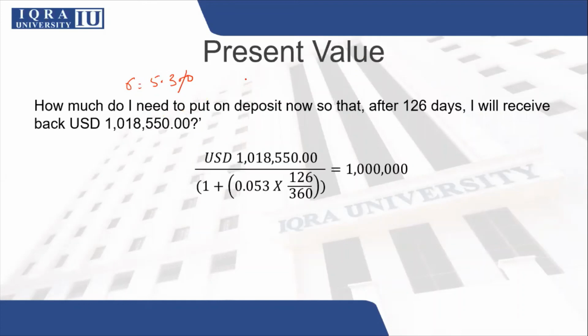So again, you will use the present value formula. This is the cash flow. This is your R, which wasn't mentioned in the question because I forgot to write it. Then this is 126 divided by 360. Again, 360 or 365 will be determined by the type of currency. Since it's USD, we're using 360. And that means that you will have to deposit 1 million right now.